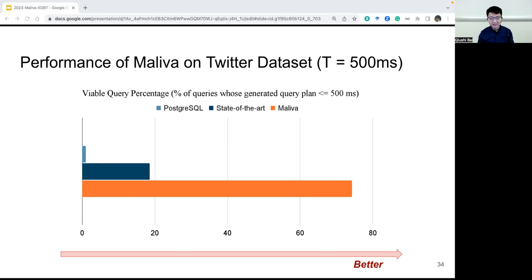The x-axis is the viable query percentage generated by different approaches. The higher, the better. Viable means the generated query plan was less than the 500 milliseconds time constraint. The base one was the original query plan generated by Postgres, which had only 1% of queries viable. A state-of-the-art approach increased that to 18%, and the Maliva approach increased that to more than 74%.